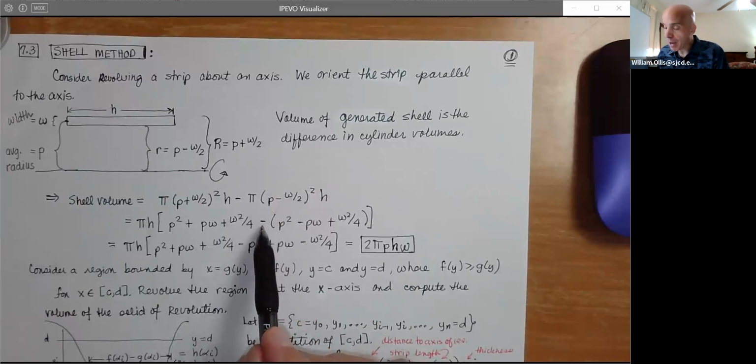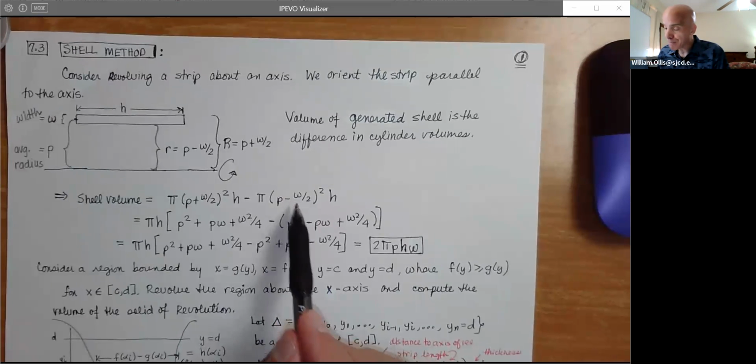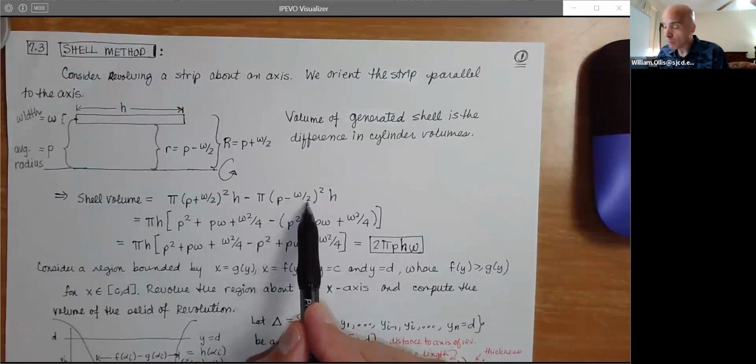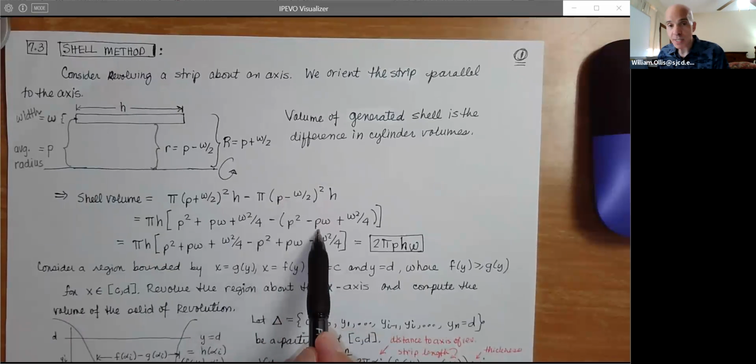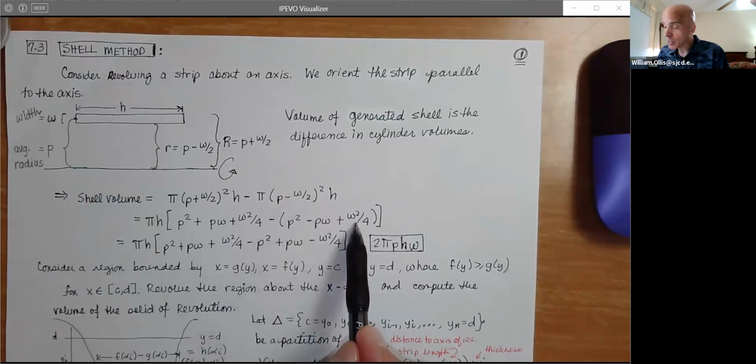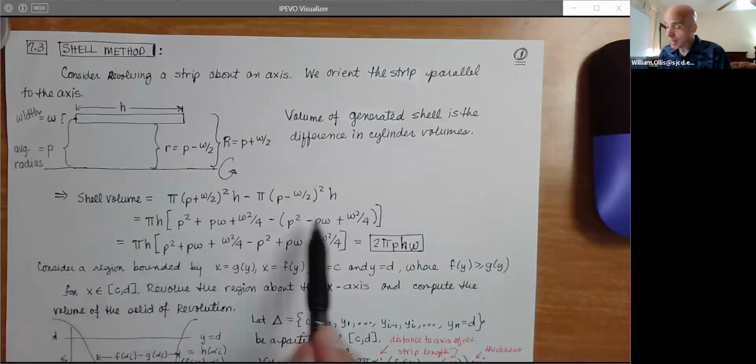Now here we've got the minus, so we put the minus here and go ahead and expand this. So again, we get the p squared, and then we get the p times the negative omega over 2 times 2, which gives us negative p omega. And then of course, as we square it here, we get omega squared over 4. So very simple algebra here. I do these kinds of calculations with my pre-cal kids to get them to remember these identities.